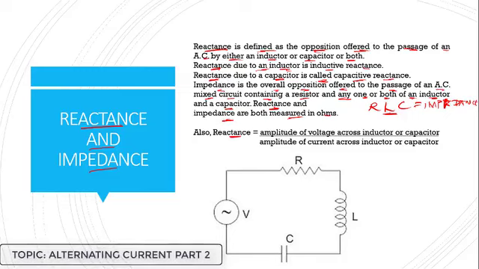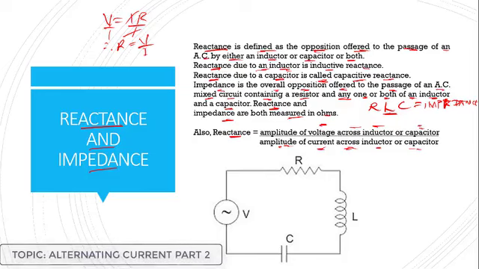Also, reactance is found by the ratio of the amplitude of voltage across the inductor or capacitor to the amplitude of current across the inductor or capacitor. Remember that Ohm's law said that V is equal to IR. So when we make R the subject of the equation, we divide both sides by I. Therefore, resistance is equal to V over I. So a reactance here is more like a resistance. So it's only reasonable that it is the amplitude of the voltage across the capacitor or the inductor over the amplitude of the current across the inductor or capacitor.